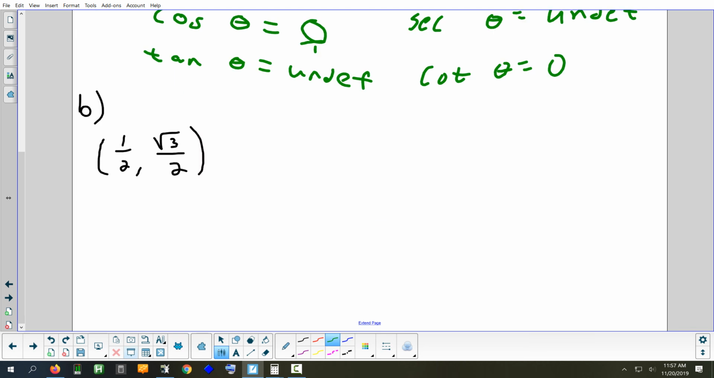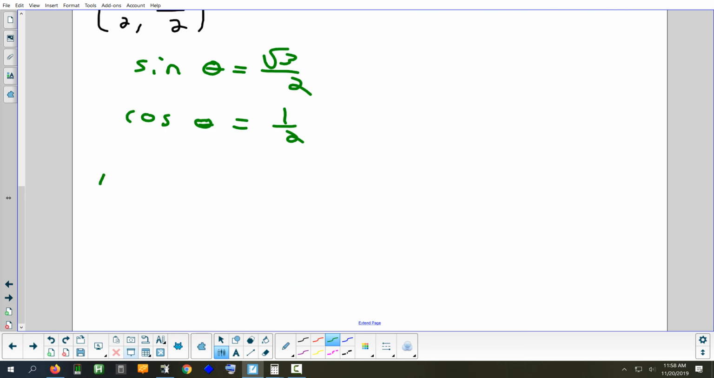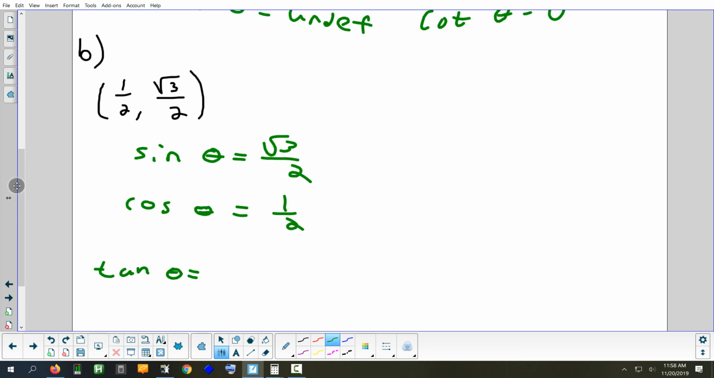All rules with square roots still apply. Don't leave square roots in the bottom of a fraction, nothing like that. Hey, what's my sine here? Yep. And my cosine? 1/2. Now, tangent is what over what? It's y over x. Square root 3 over 2 divided by 1/2.